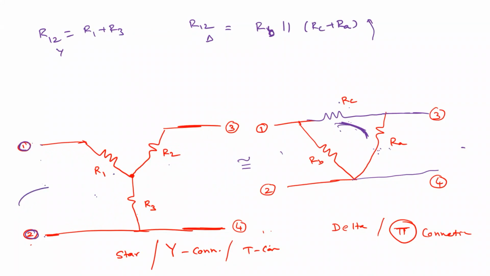So we are exciting or energizing from one side and we are seeing the network effect, right? Ultimately, if these two are equivalent, then obviously these two are equal, right? So now it is R1 plus R3. This is equal to RB, right? So what is its parallel combination? RB into RC plus RA divided by RA plus RB plus RC. Okay, agree?